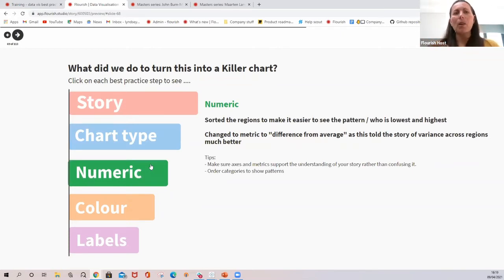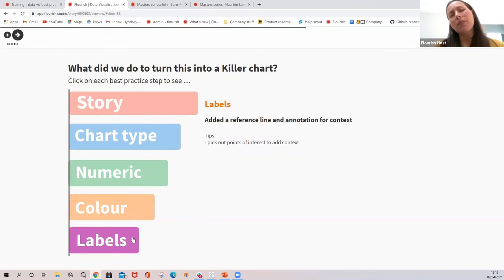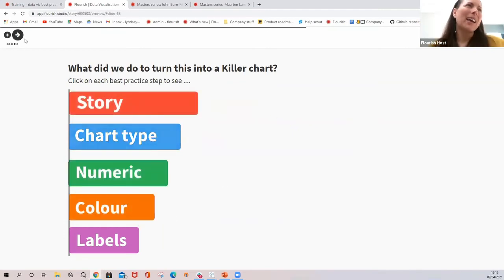And then in the second part of the example, we changed the metric to difference from average, because we wanted to put emphasis on a different message, which is the variance across regions, not the similarities across regions. And we used a bit of colour to draw attention to the extremes. This is just a cherry on the cake. We didn't really have to use colour if we didn't want to. And at the very beginning, we added reference lines and annotation to give context and to help tell a richer story and enable the reader to put what we were saying in some kind of context. So that is what we did for the bar chart.